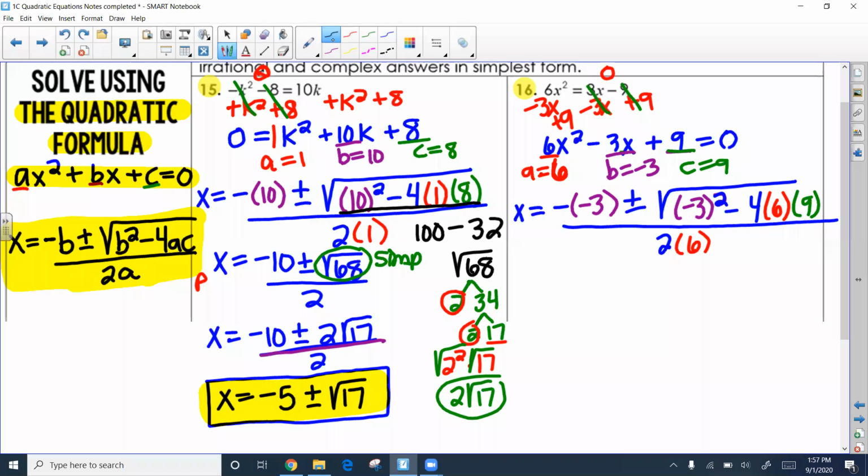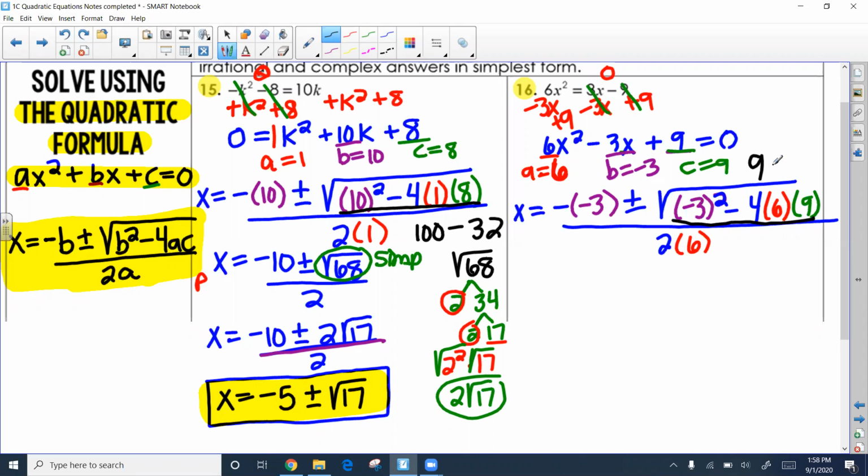All right, I like to simplify the radical part first because the radical is a grouping symbol. Now be careful right here. I did write it in parentheses because this means negative 3 squared, or negative 3 times negative 3, which is positive 9. If you're using a calculator, some calculators are really picky and you do have to put that in parentheses. So just be careful of that.